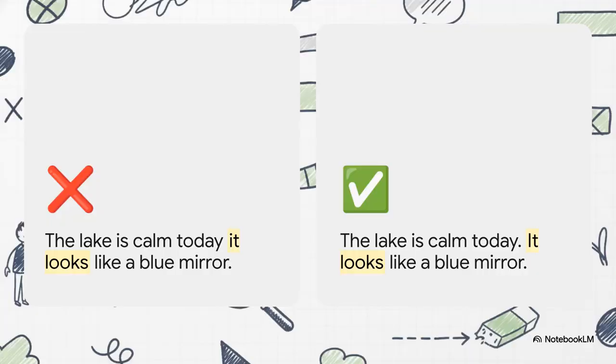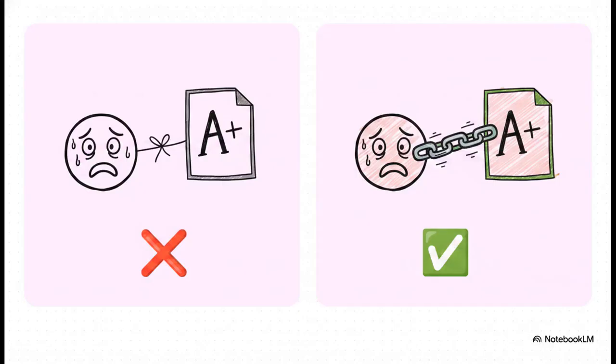Take our fused sentence. The lake is calm today, it looks like a blue mirror. Literally no punctuation. We simply divide it. Bam. We add a full stop after today and capitalize it. The lake is calm today. It looks like a blue mirror. See? Problem entirely solved. Now let's see how this builds with Rule 2.